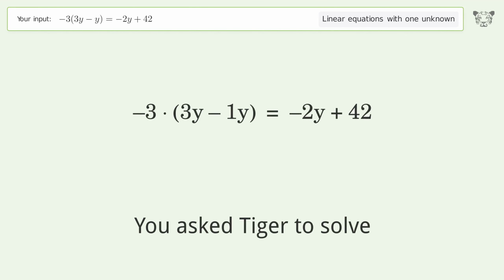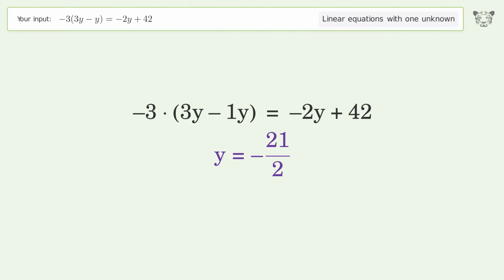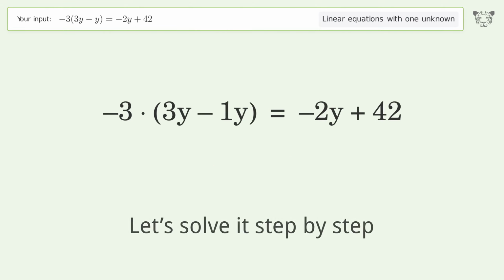You ask Tiger to solve. This deals with linear equations with one unknown. The final result is y equals -21/2. Let's solve it step by step.